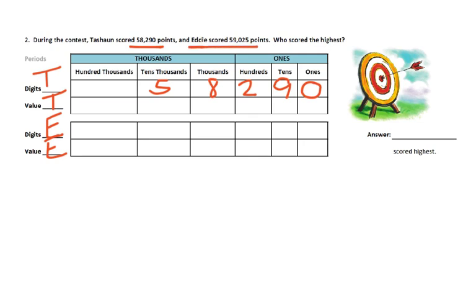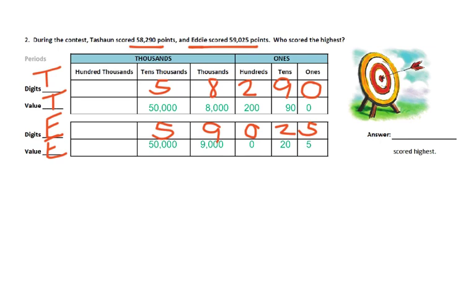When I look at Eddie, he scored 59,025. So again, I'm going to start building it in the ones place. There's a 5. There's a 2 in the tens place, a 0 in the hundreds place, a 9 in the thousands place, and a 5 in the 10,000s place. Now I'm going to go back and put the values of each of those digits. So you can see I've now placed the value of each of the digits on here.